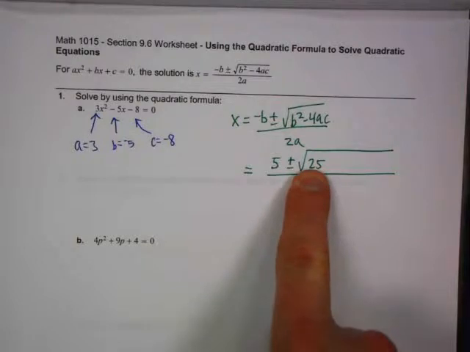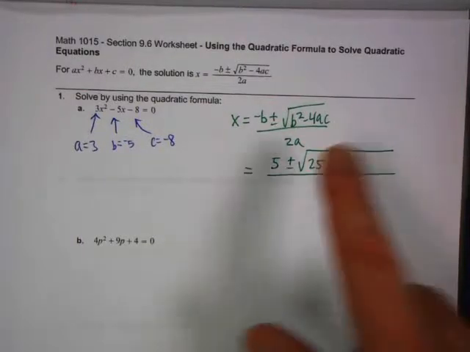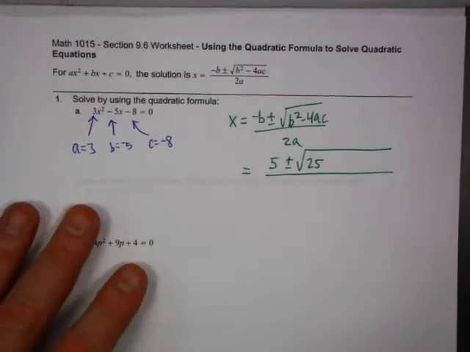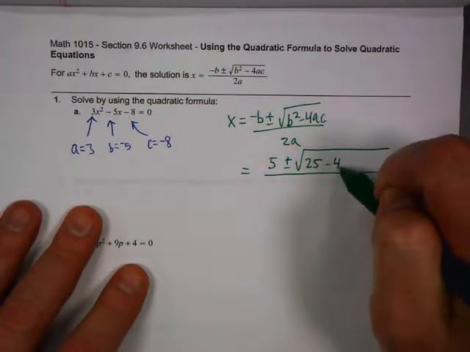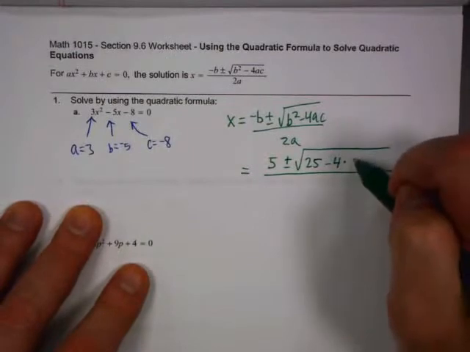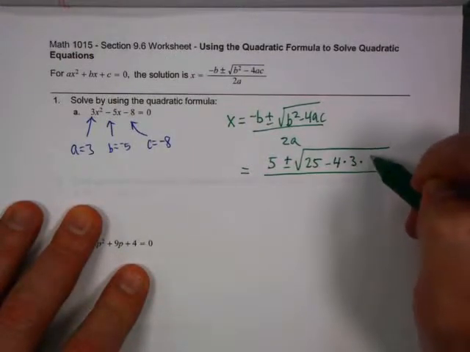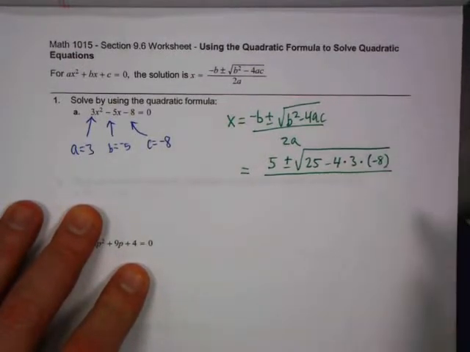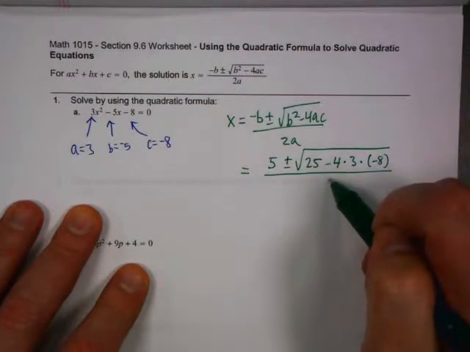-5 times -5 is +25, and write down the +25. Don't use your calculator there. People make too many mistakes with that. Minus 4 times, what's the A number? 3. The C number? -8. All divided by 2 times 3, which is 6.